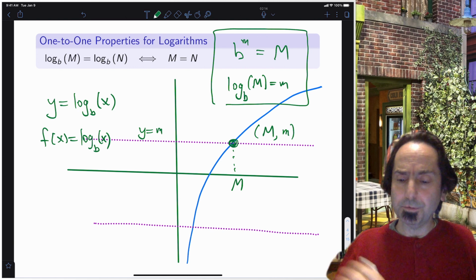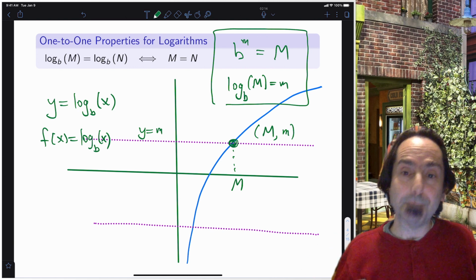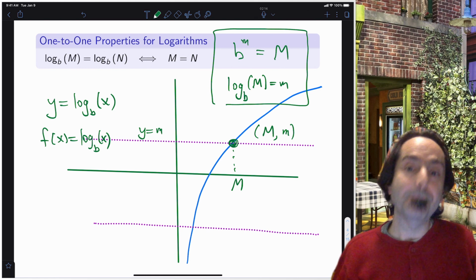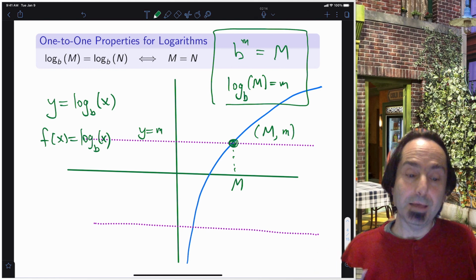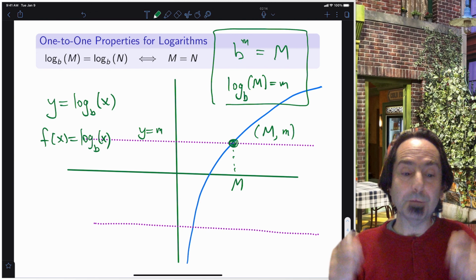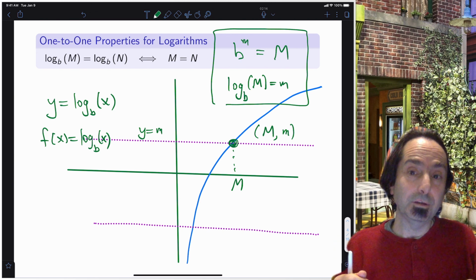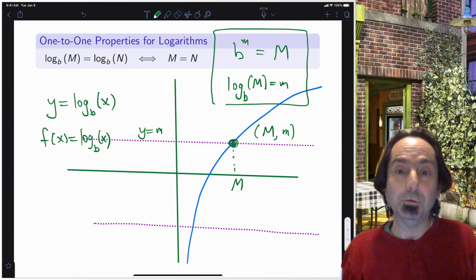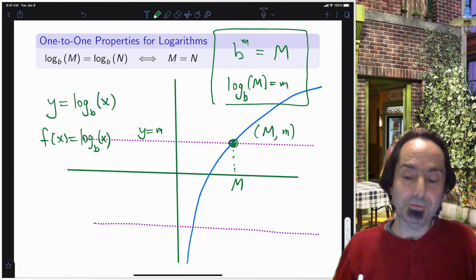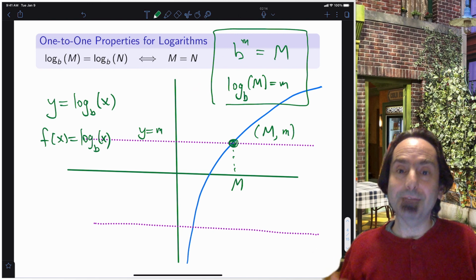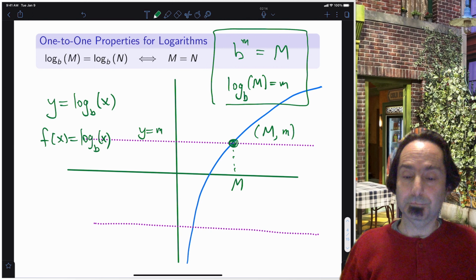But anyway, you can see from the graph that the log function passes the horizontal line test, so it's one-to-one, and that means if two numbers have the same logarithms, then those two numbers must be equal. If two inputs have the same logarithm, they have to be the same input. We're going to use that.